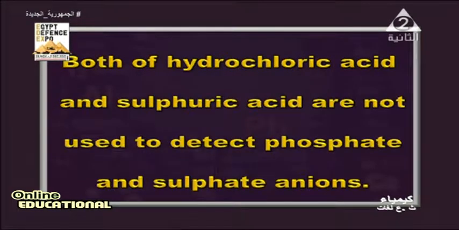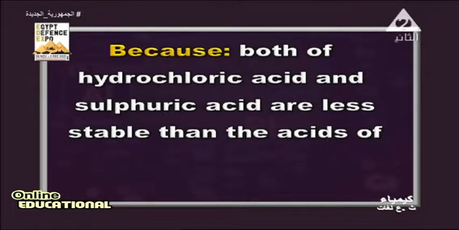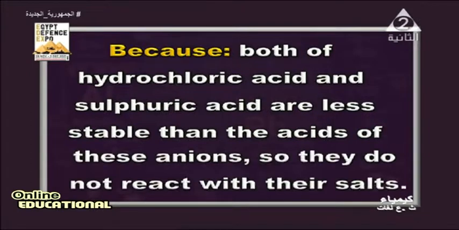Another give-reason in this point. Both hydrochloric acid and sulfuric acid are not used to detect the phosphate and the sulfate anion. The reason for that is that both hydrochloric acid and sulfuric acid are less stable than the acids of these anions, so they don't react with their salts.